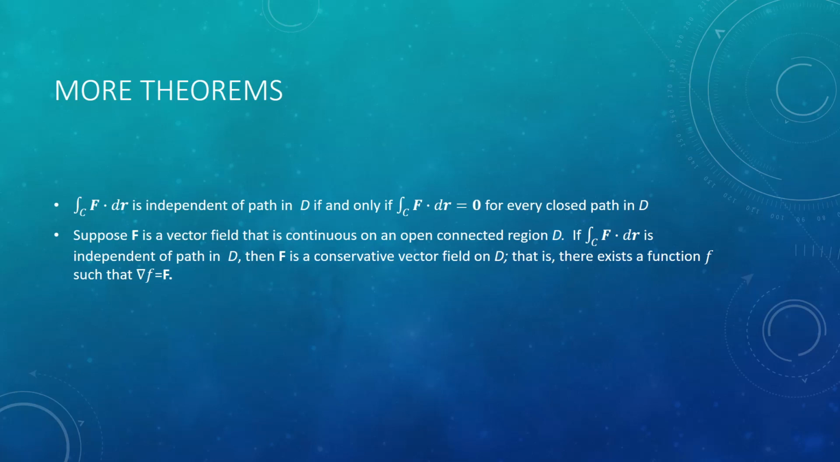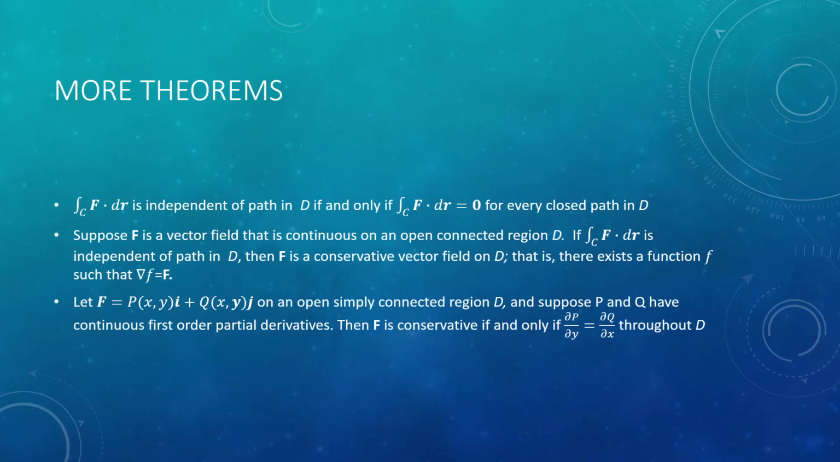Now, if your line integral is independent of path in D, then f is a conservative vector field on D, which essentially means f is a gradient of something. And you potentially could find what it is. Okay? Now, this next one's going to be fairly important, especially later on.